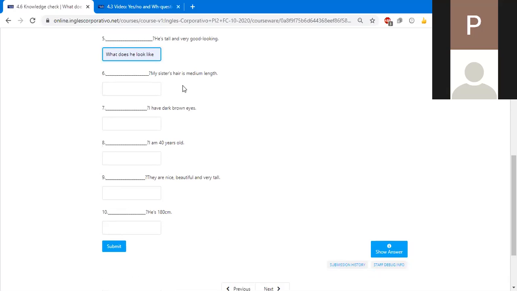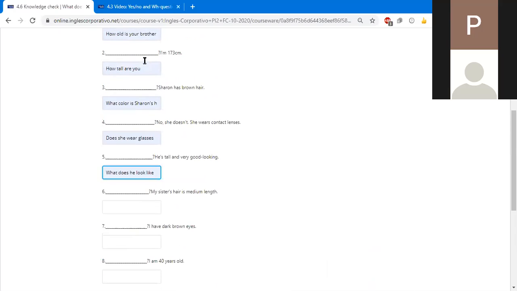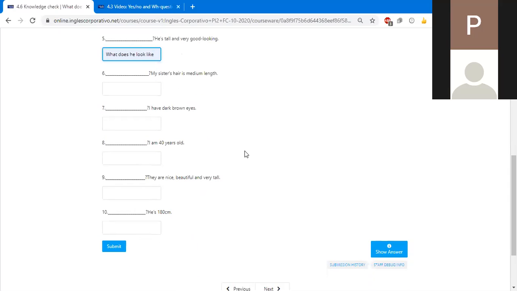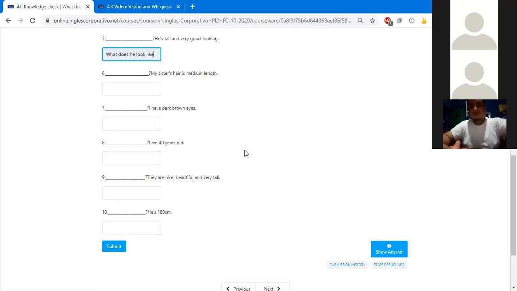Santos, number six. My sister's hair is medium length. Yes, now you can begin a question with how long? How long? Your sister's hair. How long is your sister's hair? How long, this is the size, right? How long is your sister's hair? Good.